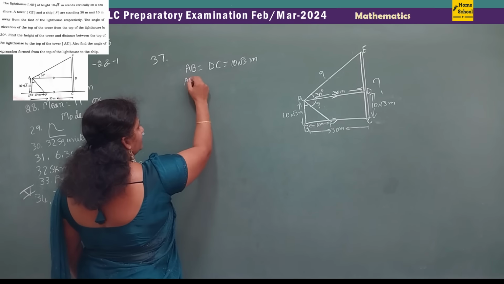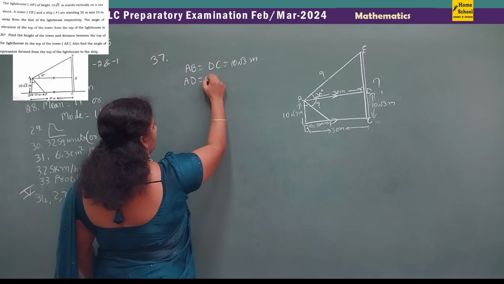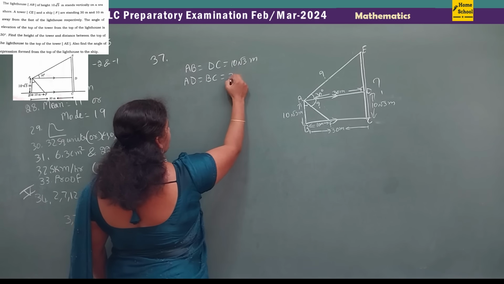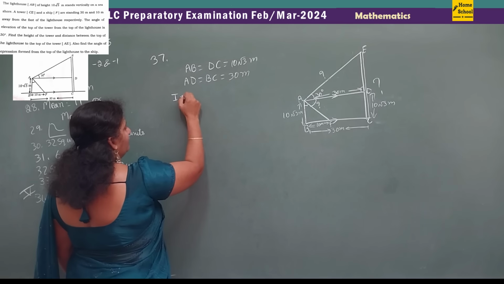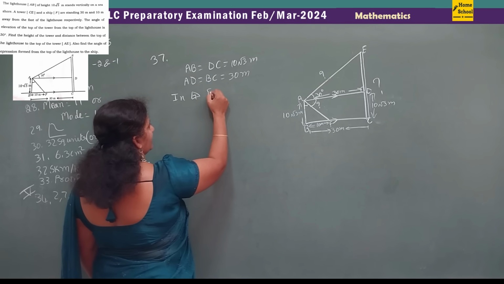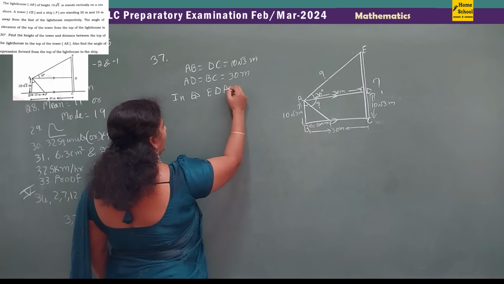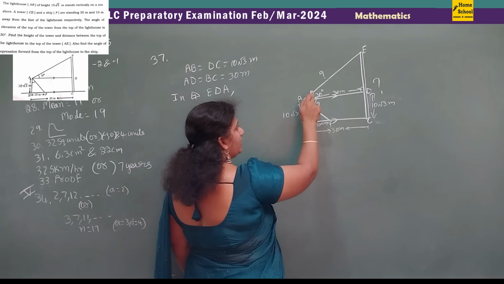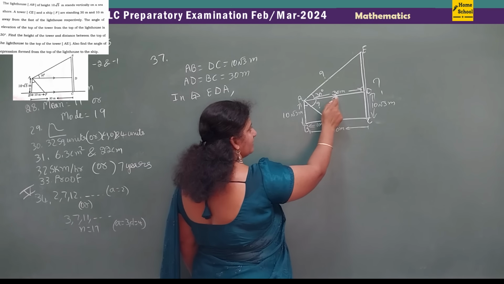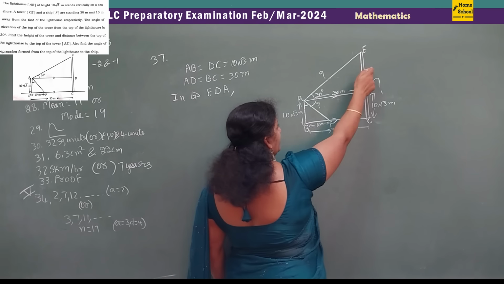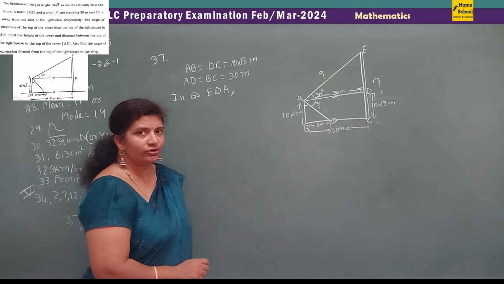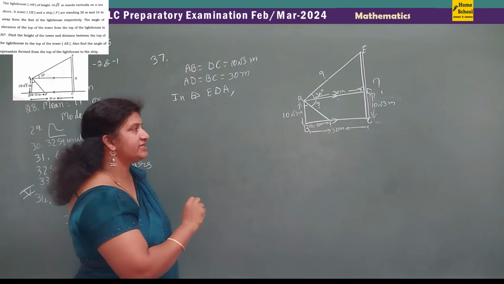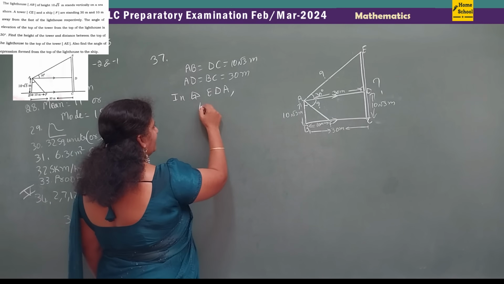Next, AD is equal to BC. That is 30 meter. Okay. And now in right angle triangle EDA or ADE, anything you can take. Here acute angle is there and this is adjacent side. I need opposite side. By using trigonometry, which ratio we are going to get? Adjacent and opposite, tan. So let me take that.